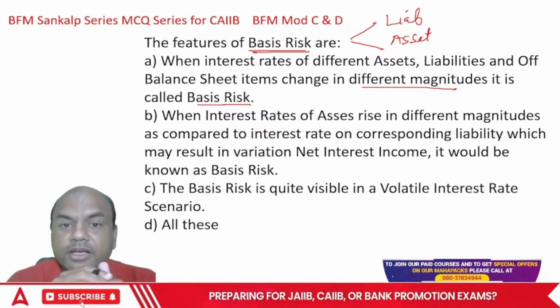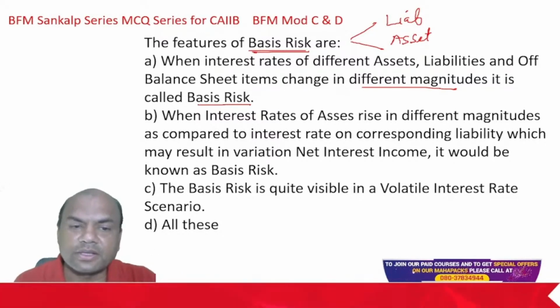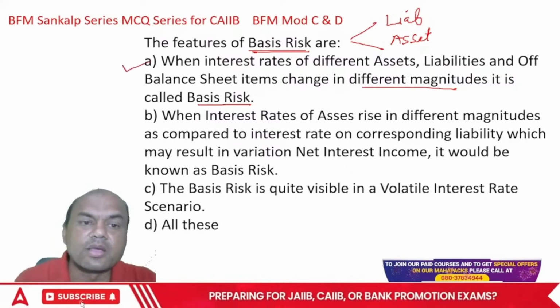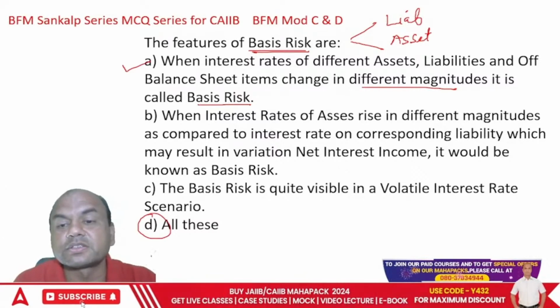Type yes if you feel A is the correct answer. Interest rates of different assets, liabilities and all these. So A is correct. But there is the option called all of these, so we'll have to check that now. All of these means I'll have to check B and C also.